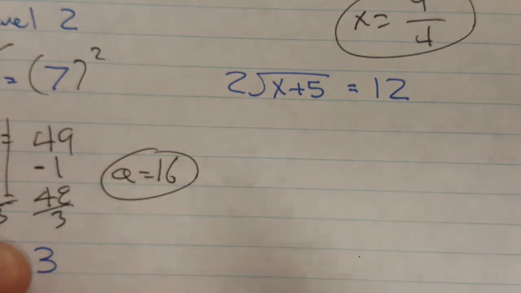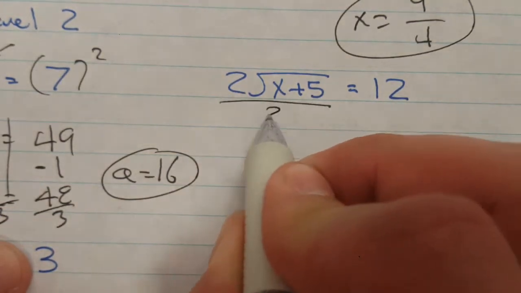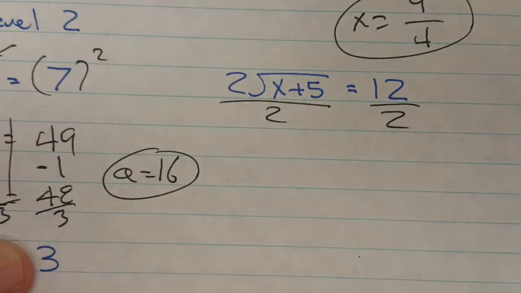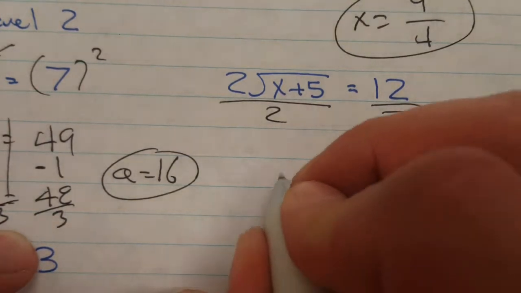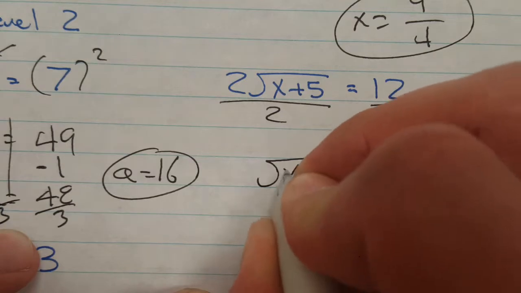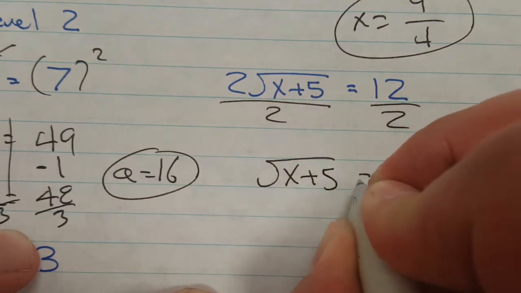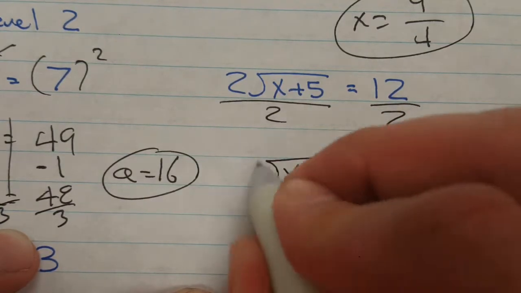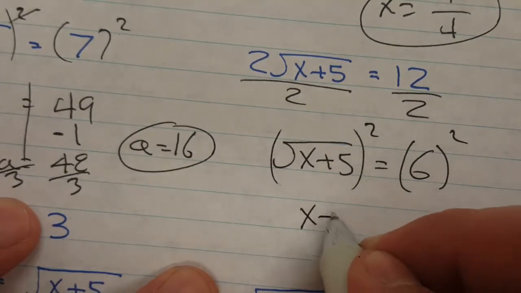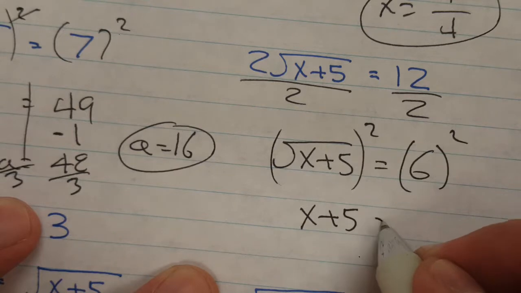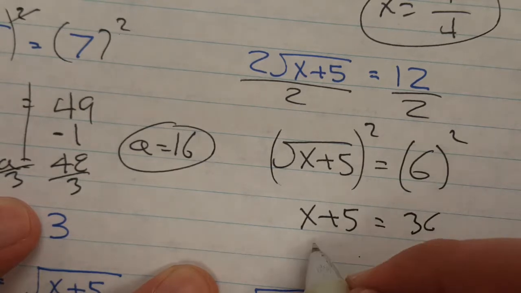on the outside, so you want to knock that out first. So divide both sides by 2. Again, you can't get rid of the radical sign until everything on the outside is gone. So divide both sides by 2. I'm going to have a square root of x plus 5 still. That's going to equal 6. Square both sides. I'm going to have x plus 5, because it cancels, equals 36.